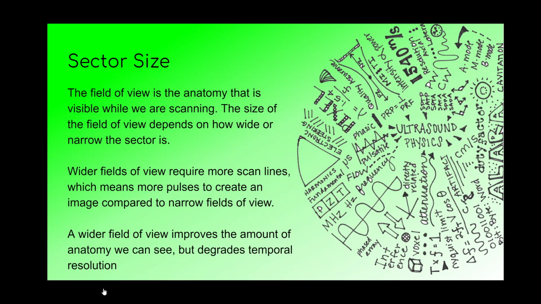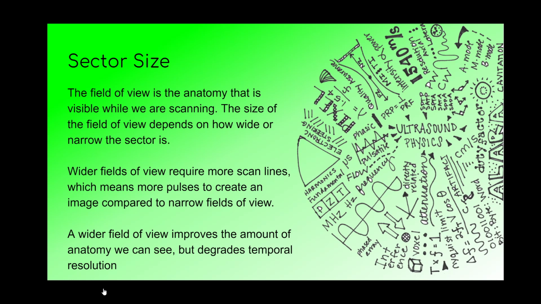Sector size also plays a role in how many pulses are sent out into the body. So when we are scanning and we have our sector, that's our picture, our field of view, we can actually change how wide our field of view is. Do we want it all the way open because we're looking at a large organ such as the liver? Or can we narrow that down because maybe we're only looking at the aorta in transverse, or maybe we're just looking at the common bile duct? Maybe we just want to bring that sector in.